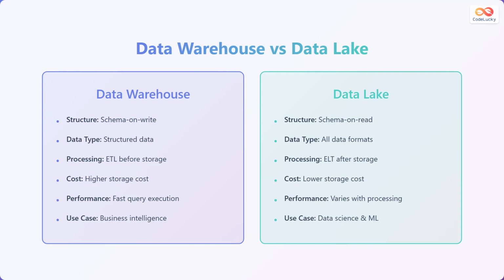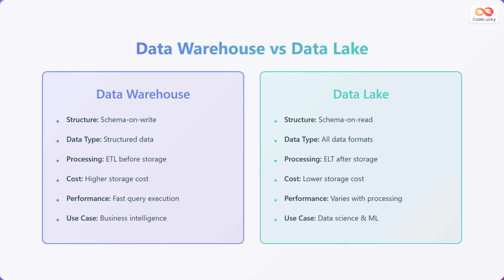Let's compare data warehouses and data lakes. In a data warehouse, the structure is schema on write, meaning you define the structure of the data before you store it. It mainly handles structured data. It follows the extract, transform, load process before storage. This usually leads to higher storage costs, but it provides fast query execution. The main use case for data warehouses is business intelligence, where quick and reliable insights are needed.